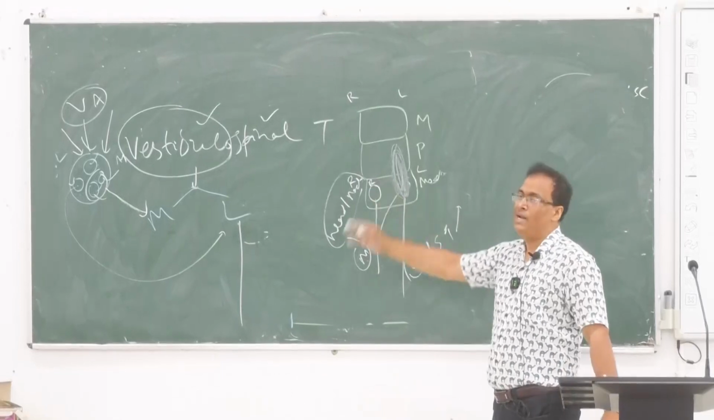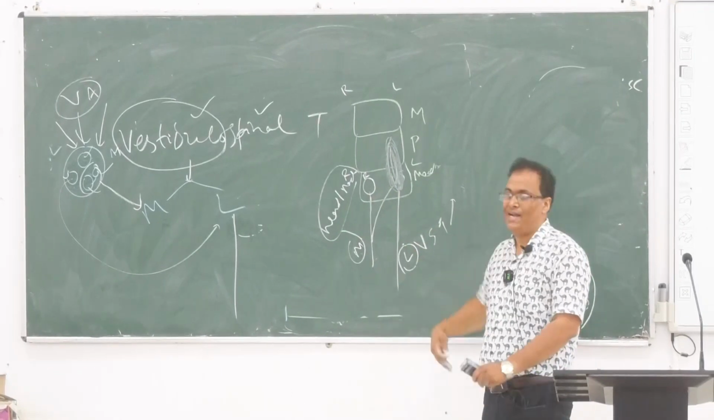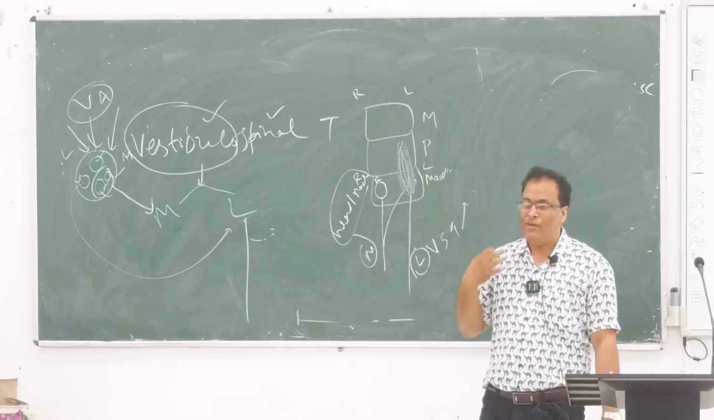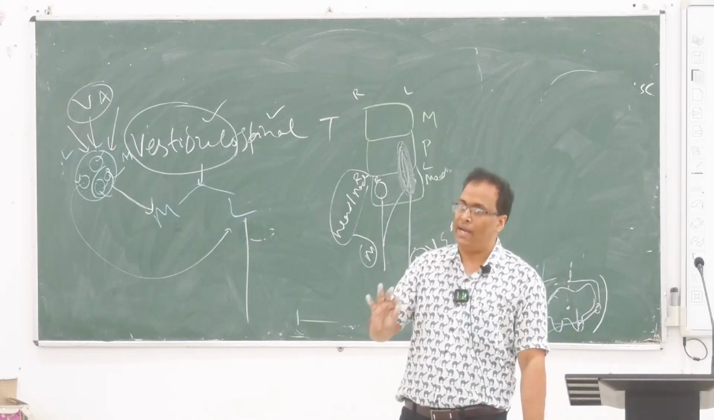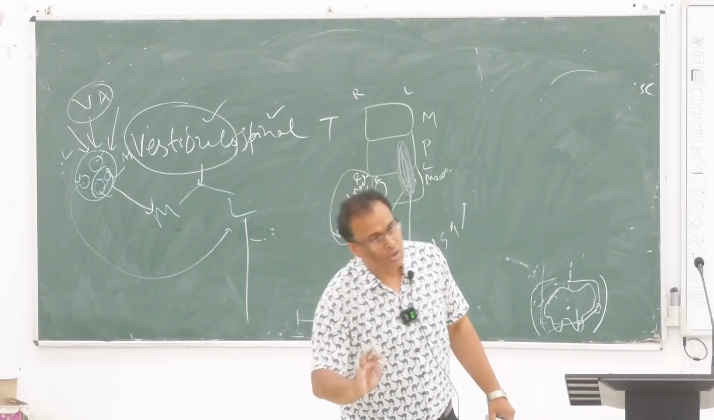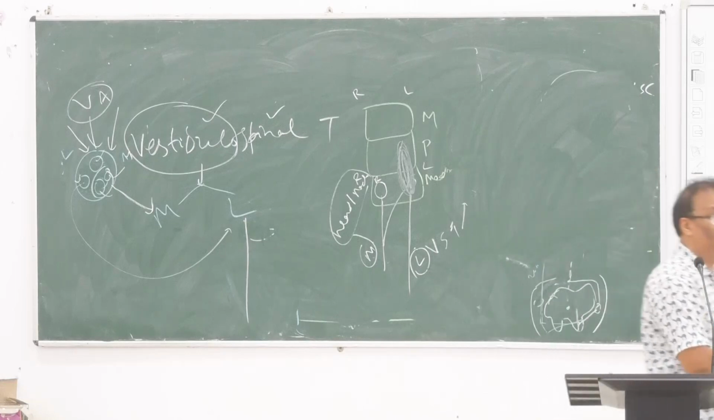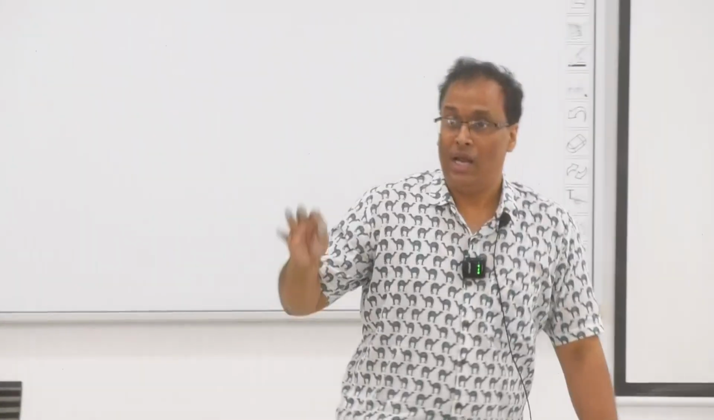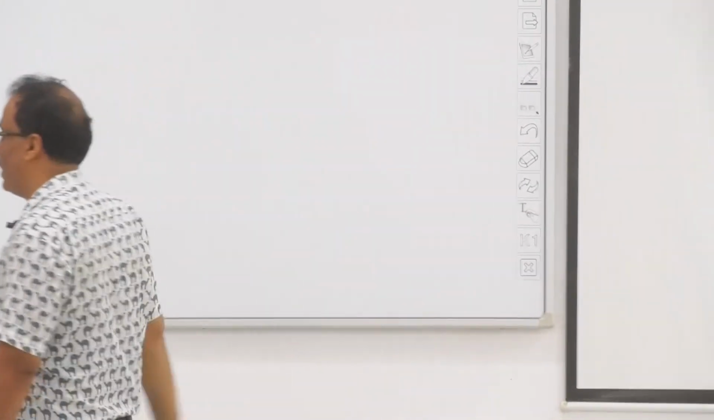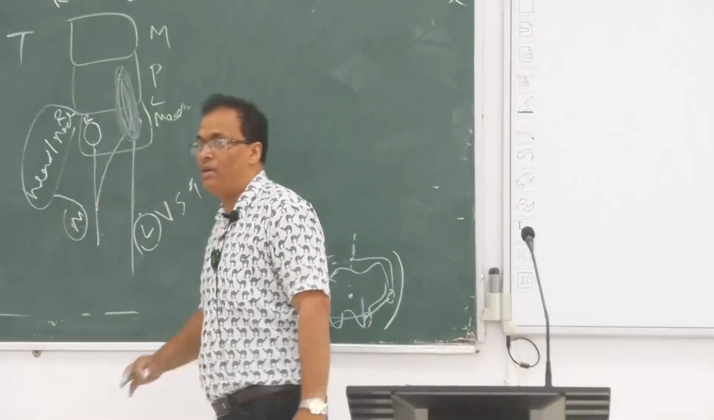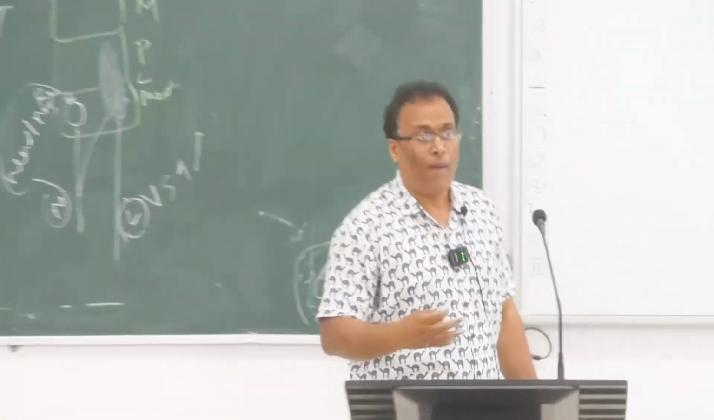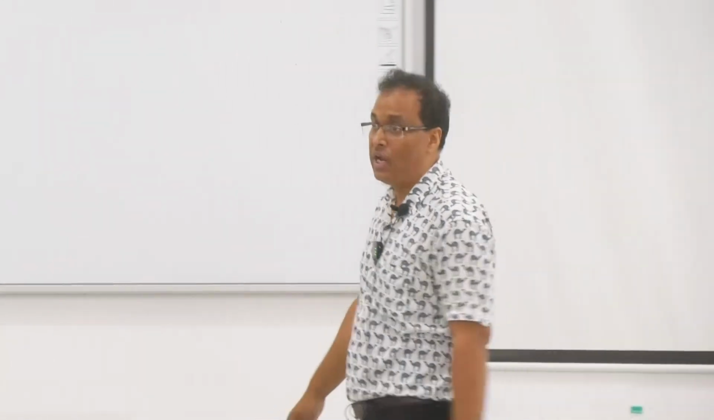So vestibulospinal tract is helpful for the medial and lateral, and medial vestibulospinal tract supplies the muscles of the head and neck, and lateral vestibulospinal tract supplies the anti-gravity muscles. Anti-gravity muscle means flexor of the upper limb or arm and extensor of the leg. That is called anti-gravity muscle.